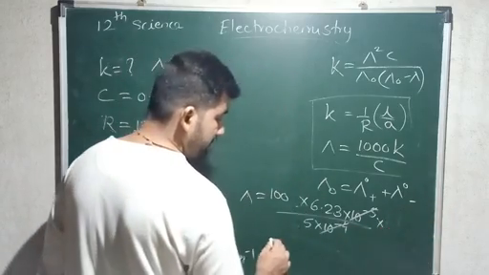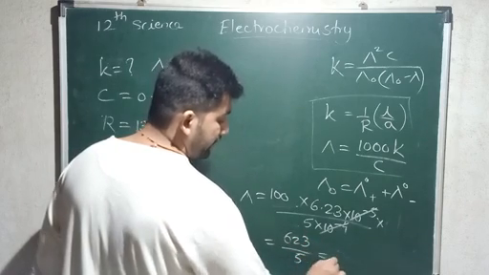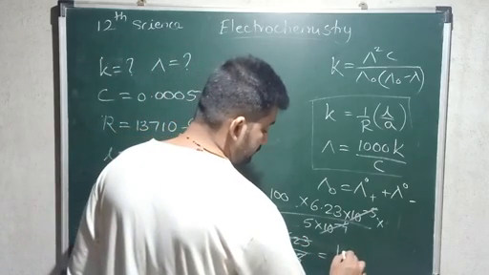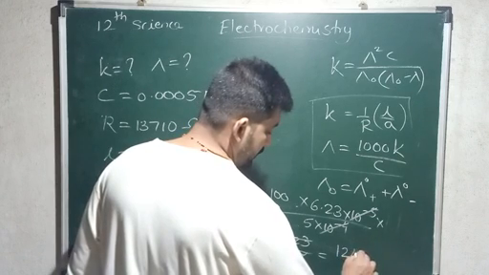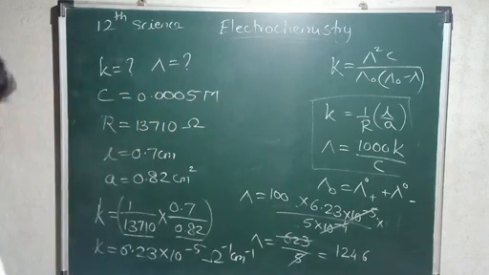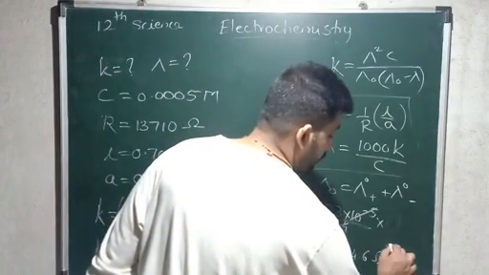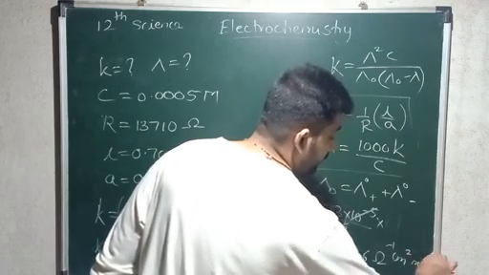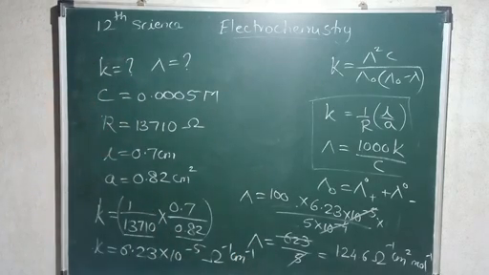So this will be 623 divided by 5, and we can directly divide this whole term. We get 124.6 per ohm centimeter square per mole. This is the unit for molar conductivity.